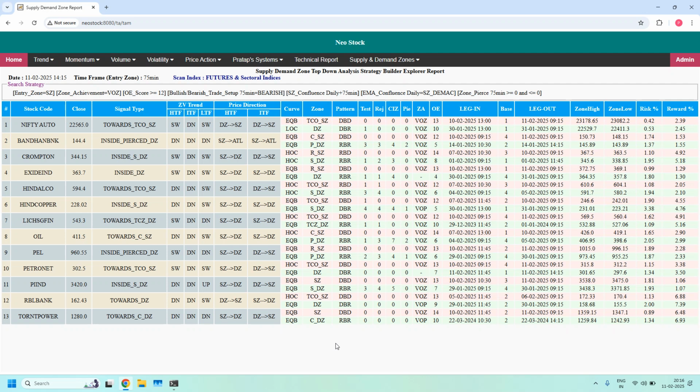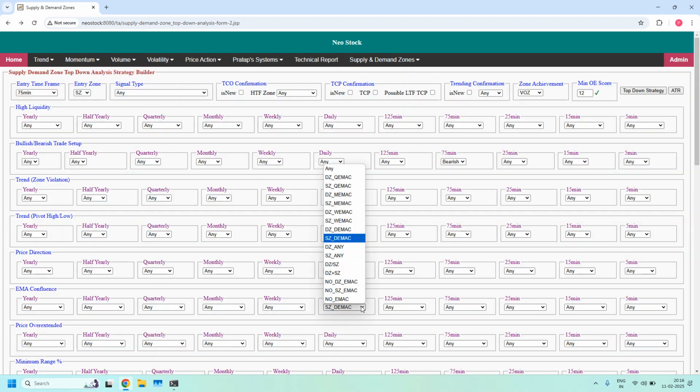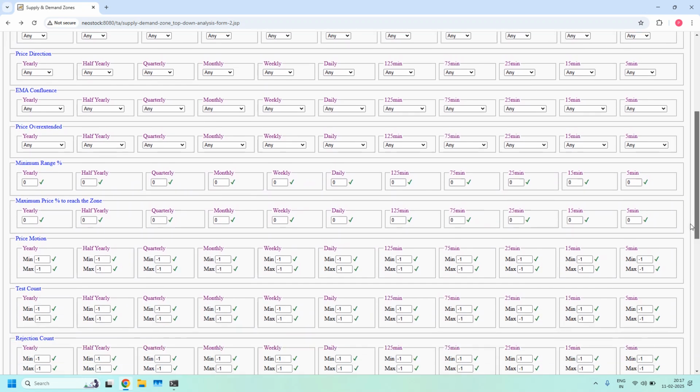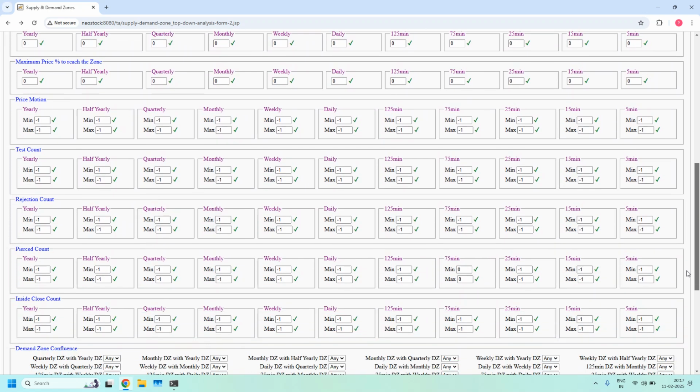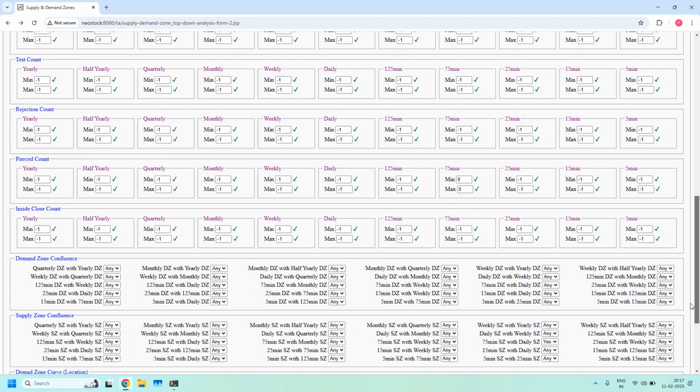Okay, out of these 13, this 13. Next we will look into LTF, ITF and HTF supply zone confluence. That is 75 minutes, daily and weekly supply zone confluence. Removing this ITF EMA filter, we are focusing on HTF now. So in the supply zone confluence, 3 filters we have to set.